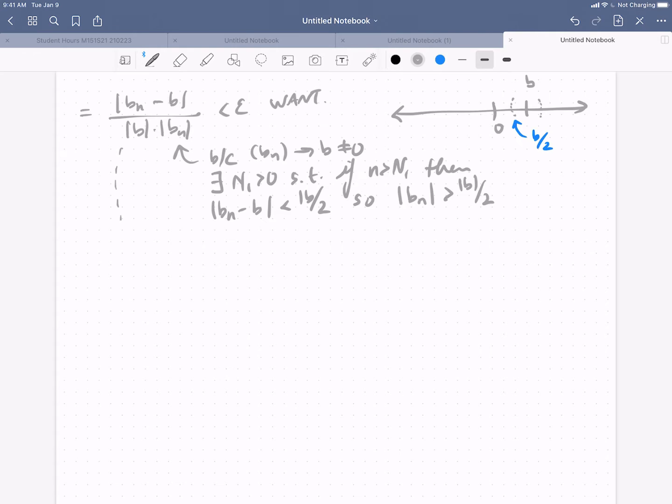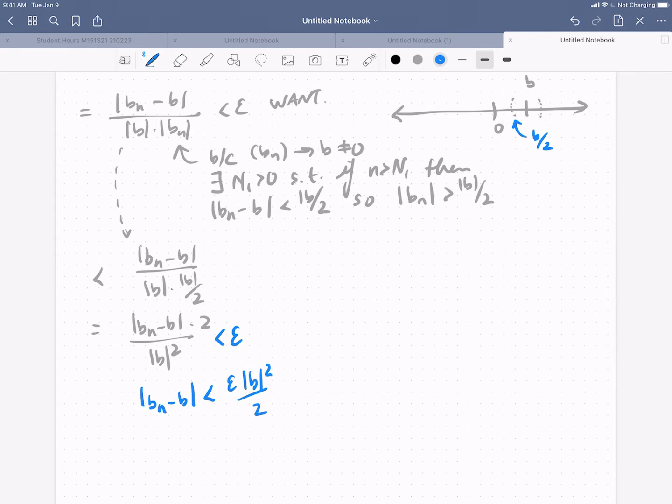So going back to our expression here, that means I can replace Bn by something smaller and get something bigger. So I get this. And this is the same thing as absolute Bn times 2 all over absolute B squared. So here's where we want this less than epsilon. So I'm going to multiply both sides by absolute B squared over 2. Right? And so if I can get my numerator smaller than this, then this whole thing is smaller than epsilon.